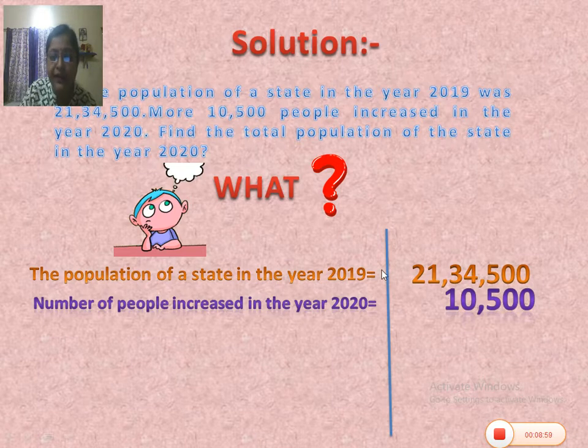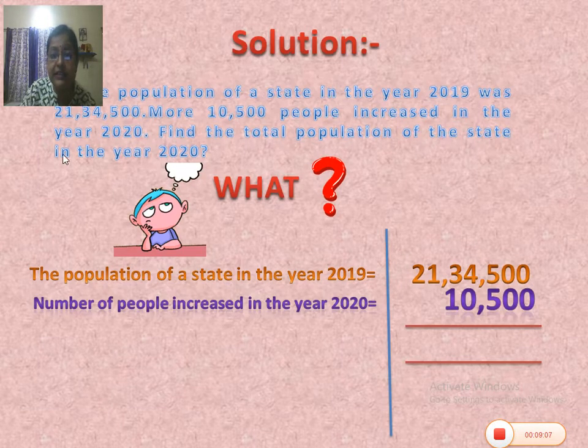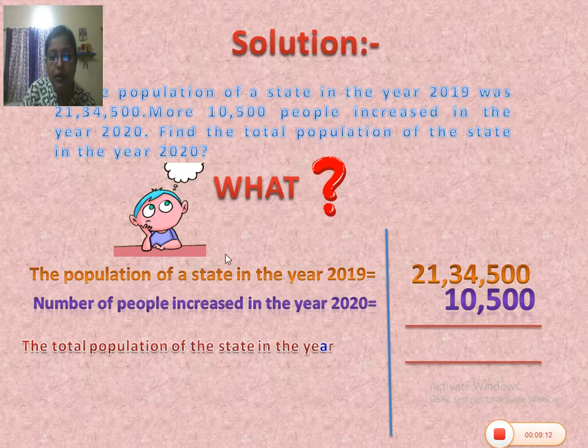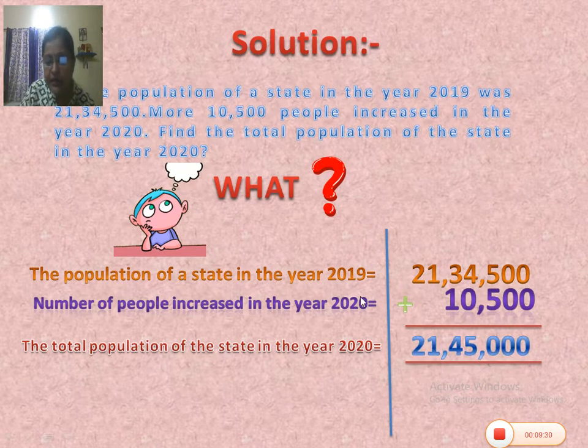Alright children, now comes the final statement. What do we have to find out? Well, it's already been asked over here that find the total population of the state in the year 2020. So that becomes your third or the final statement, to find the total population of the state in the year 2020. Since we have to find the total population and the number has increased, so our action will be of addition. And we'll do it and we'll finally get the result of 21,45,000.